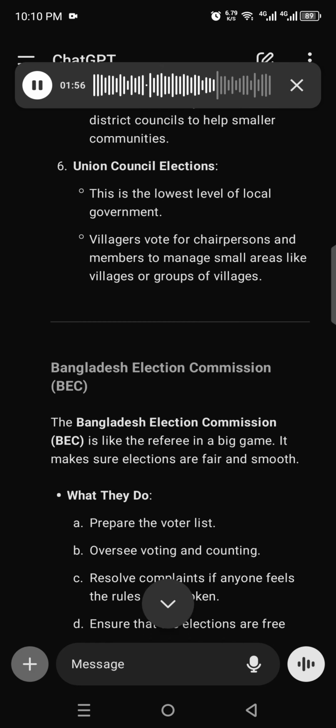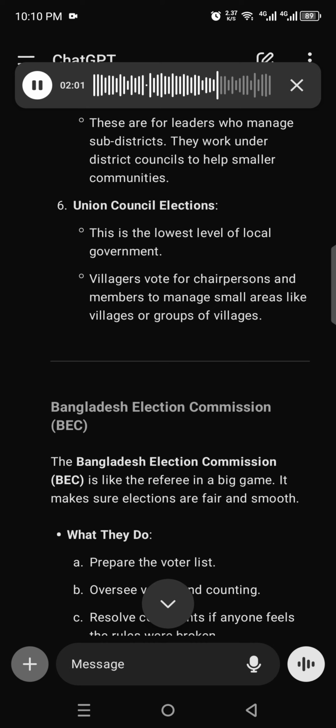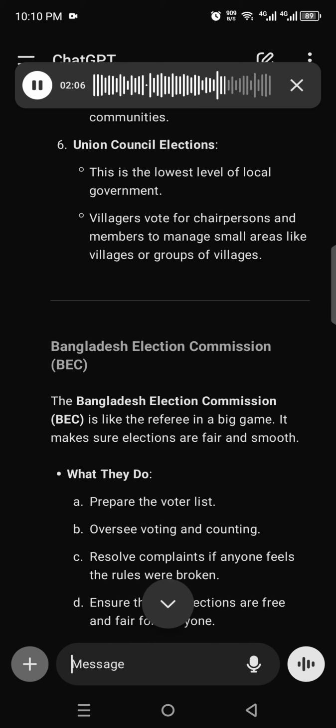6. Union Council elections. This is the lowest level of local government. Villagers vote for chairpersons and members to manage small areas like villages or groups of villages.